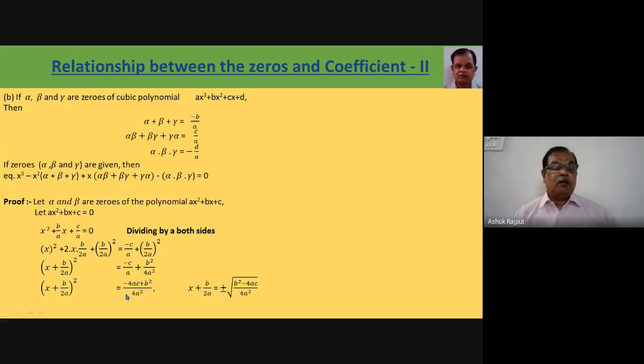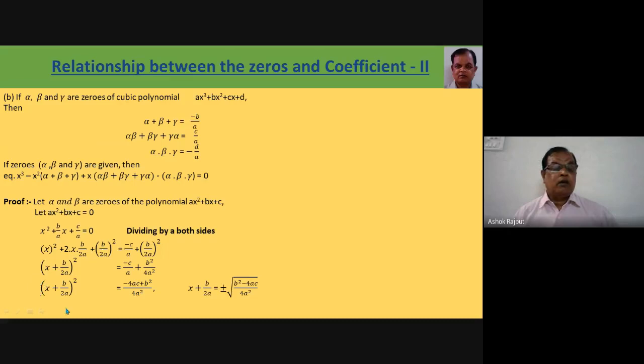Now we will take the LCM. LCM will be 4a square. If we divide it by a, then it will be 4a. Now multiply minus c by 4a, it will be minus 4ac plus b square.